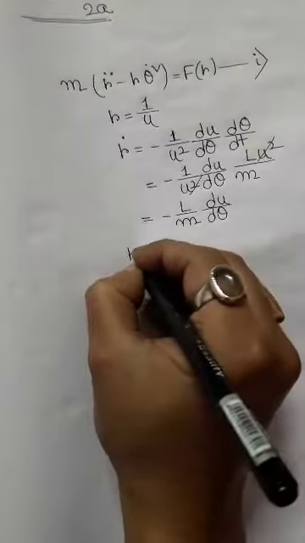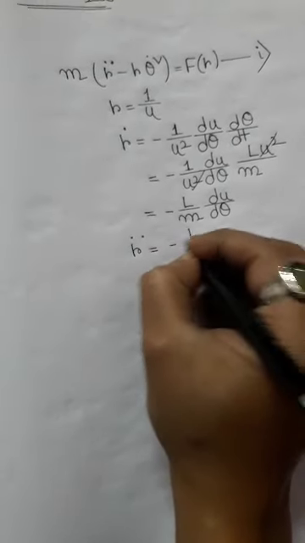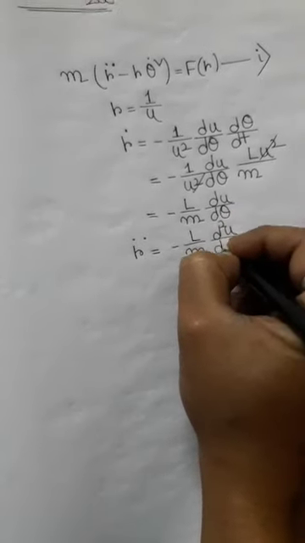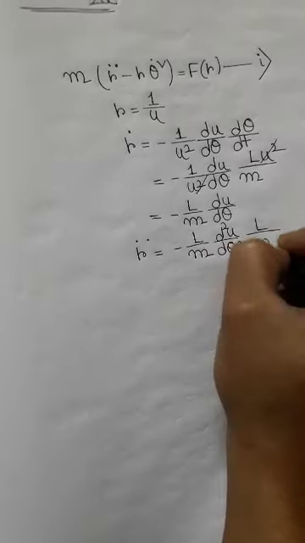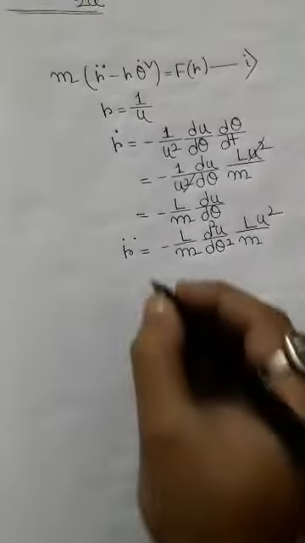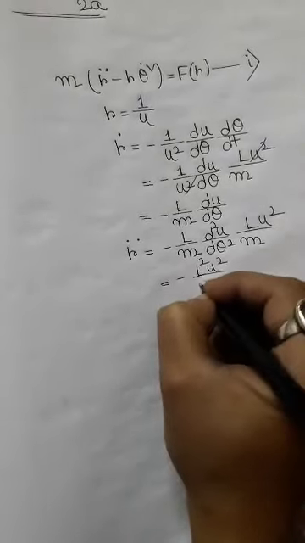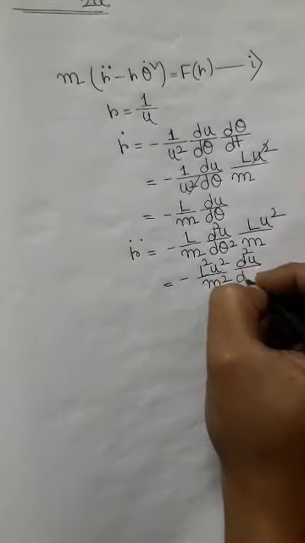So what will be my r double dot? My r double dot will be minus L by m d2u d theta 2 into d theta dt, which means L by m into 1 by r square, which means u square. So this simply we can write as minus L square u square by m square into d2u d theta 2.